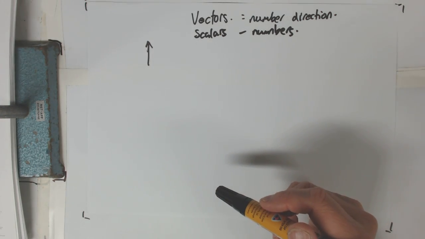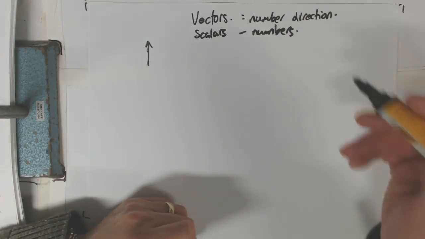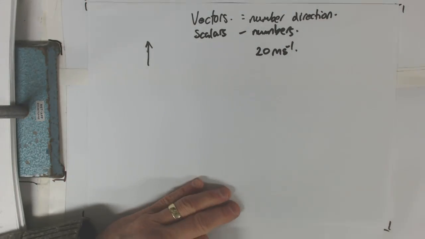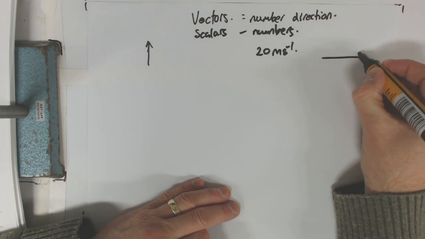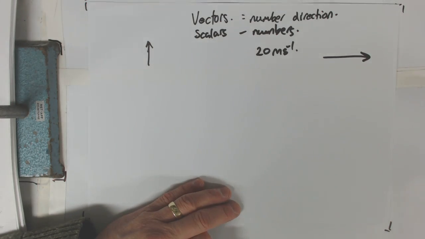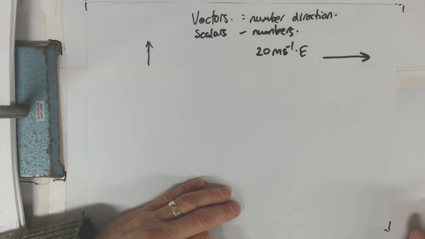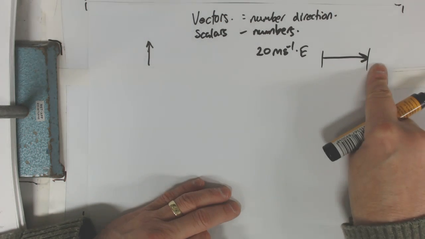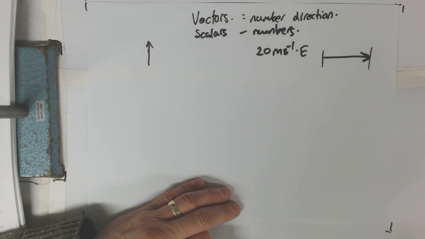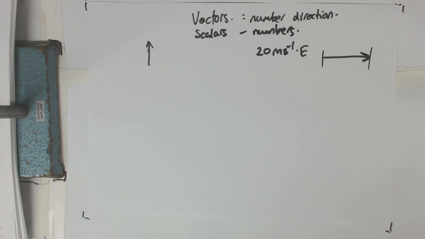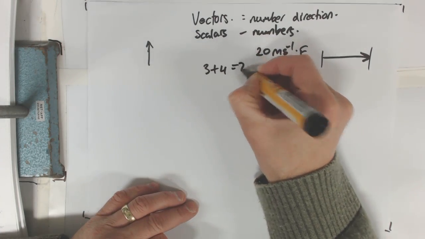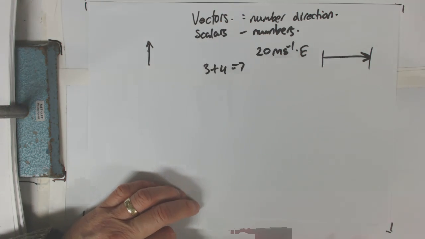So when we talk about speed, we might just go 20 meters per second. But if I say 20 meters per second east, I might represent it as a vector. And this would be 20 long, and the direction would represent east. So that's a vector. Now the thing about vectors is just like numbers, just like 3 plus 4 equals 7. That's two scalars being added together. Vectors can also be added together.